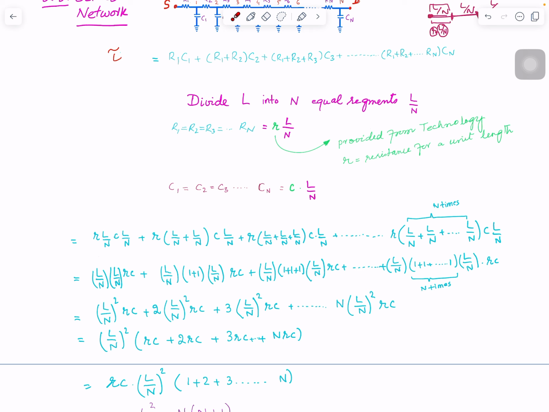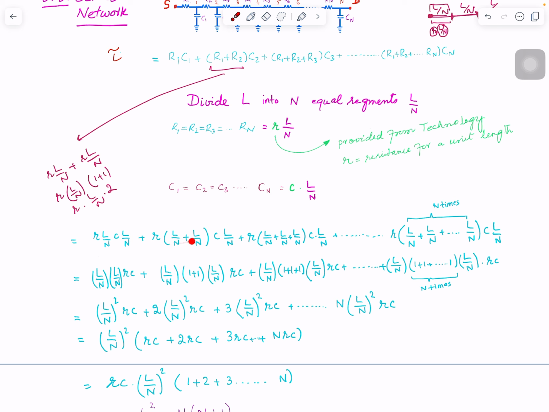All you have to do is put these values in this, and that's all I did. You can follow me here. Look at R1: r times L over n. C1: c times L over n. For this one, if I do a simplification, it will be r L over n plus r L over n. You have r common, right? Then you have L over n common, and 1 plus 1 is 2, so r L over n times 2.